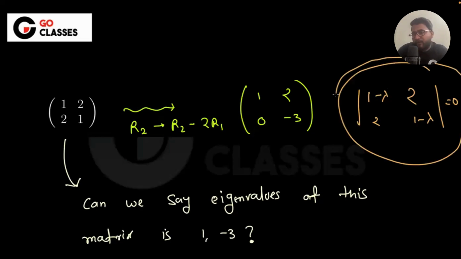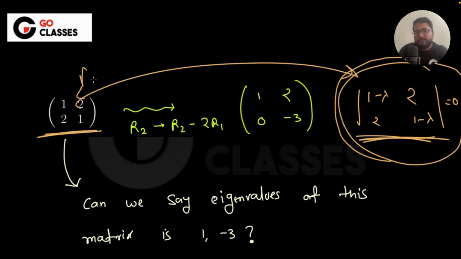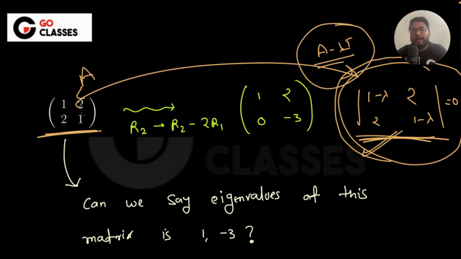And if I want to find out the determinant, this is a different matrix. These two matrices are not the same. This is A minus lambda I, right? So I'm not finding the determinant of A. I want to find the determinant of A minus lambda I. So I can apply row operations here, but I cannot apply row operations on A. Understood? So the answer is no. Okay. So we can apply row operations here.